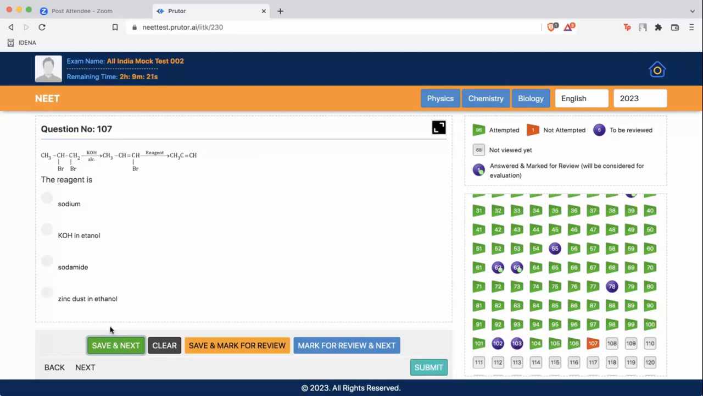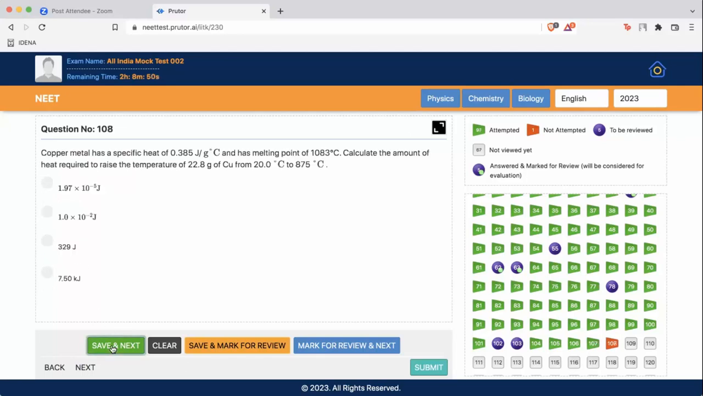Which reagent is this? Sodium, alcoholic KOH, sodamide, zinc dust in ethanol. Okay, so it's not sodium. It could be sodamide, NaNH2. Alcoholic KOH, this doesn't seem like an option. Zinc dust in ethanol could be it as well. But I think we treat it with sodamide. That's it. Okay.